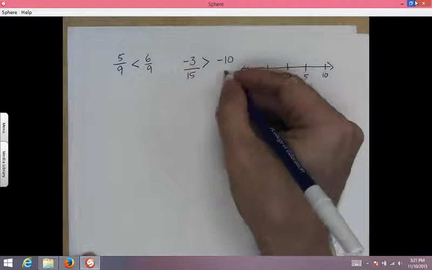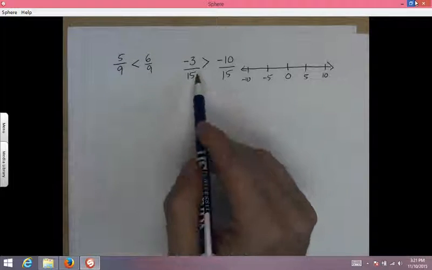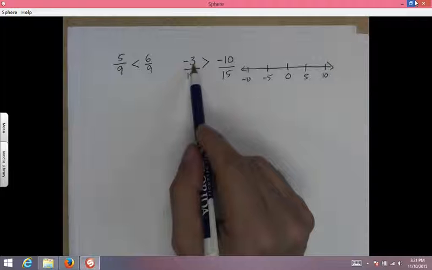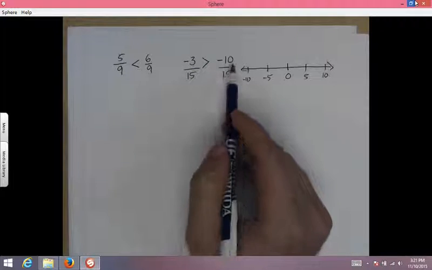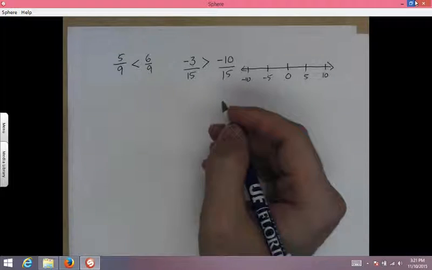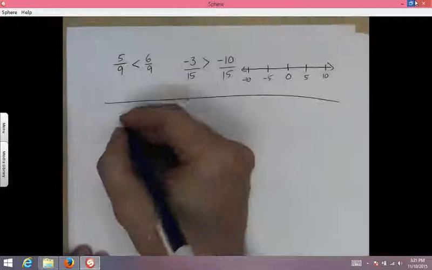Let's say we have common denominators. This was out of 15. I would rather owe somebody 3/15 of a pizza than owe them 10/15 of a pizza. Now, some of these you're not going to have common denominators for. So let's take a look.